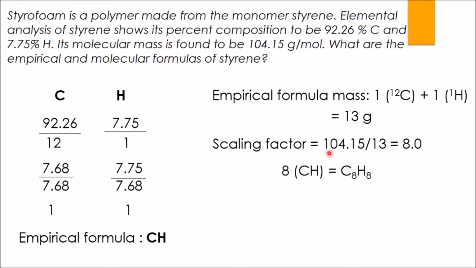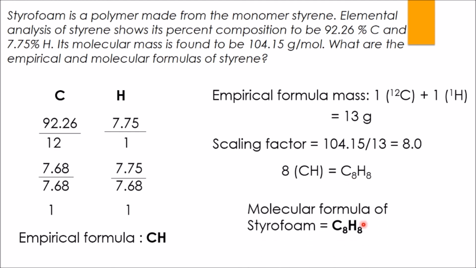Now multiply your scaling factor with the empirical formula. Scaling factor is 8. We have empirical formula CH. Once we multiply them, we get C8H8. So C8H8 is your molecular formula of styrofoam.